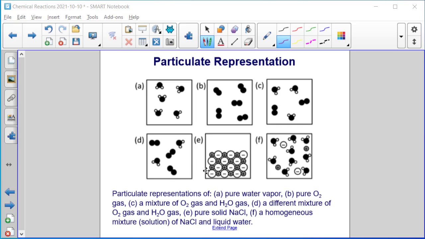In E, we have pure sodium chloride, so solid NaCl. Look how tightly packed those ions are in that crystal lattice structure. And then, of course, what happens when you put that NaCl into water? Those water molecules solvate the ions as they dissociate, and the NaCl dissolves. So you have a homogeneous mixture or a solution of NaCl and liquid water.